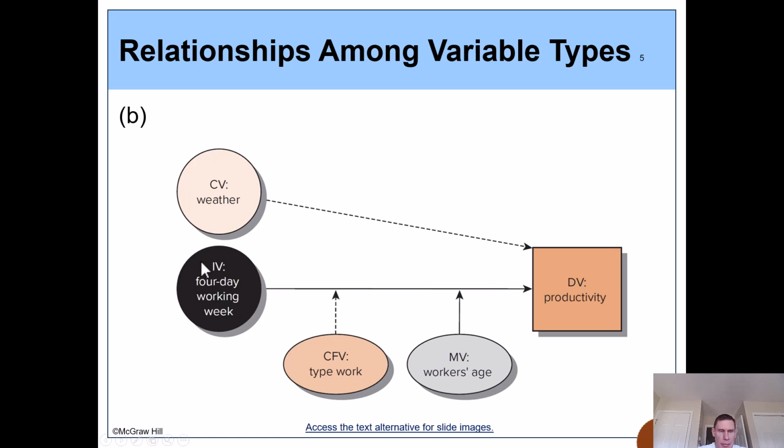So again, we have our independent variable, the 4-day working week. We have our dependent variable, productivity. We've now got the MV, worker's age, and then we have a CFV. In this case, it's type of work. And then another one could also be weather. And obviously there could be plenty more than this, right?